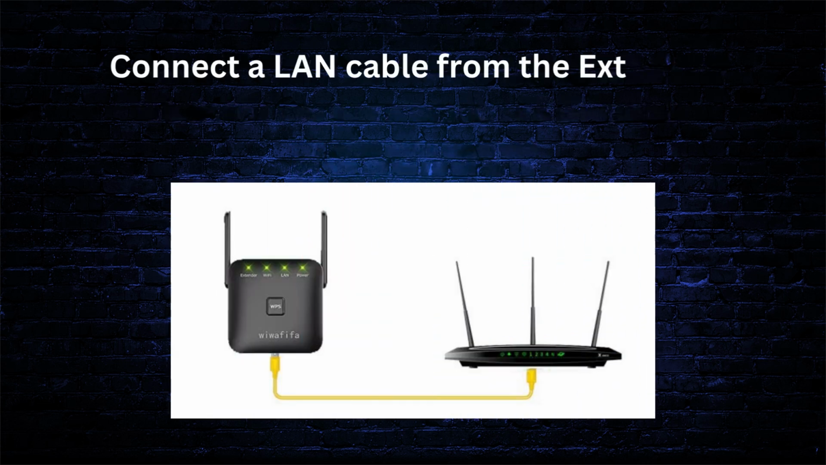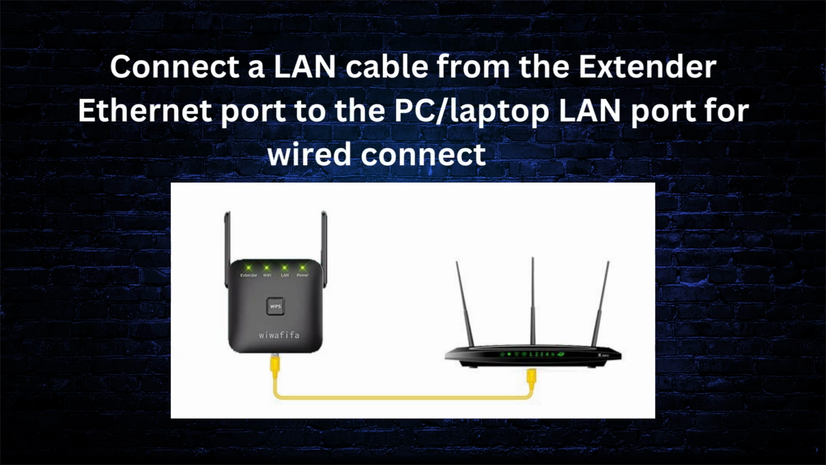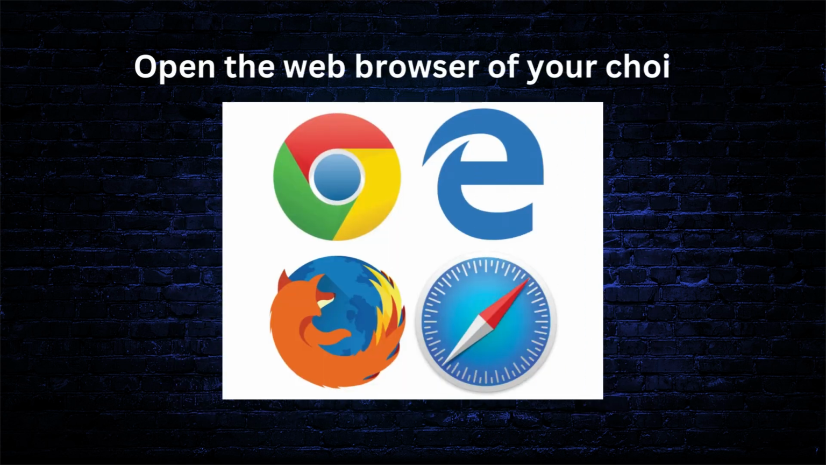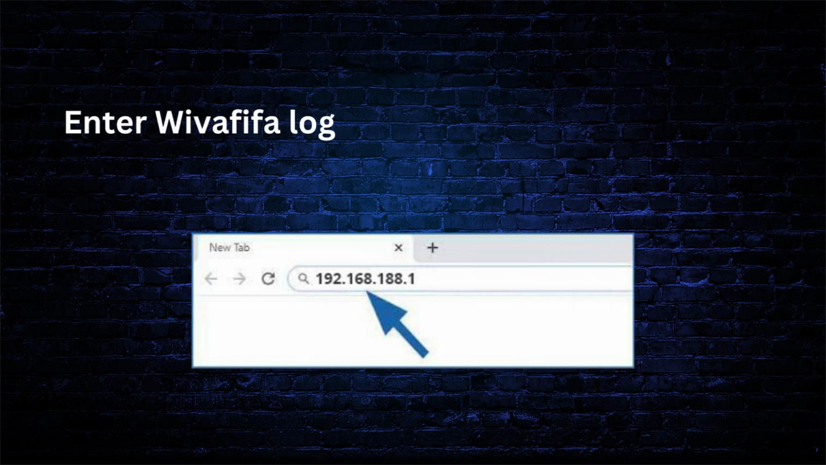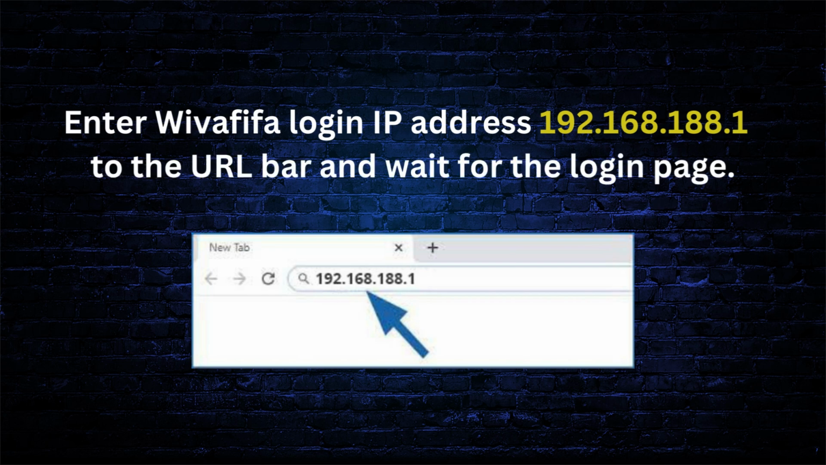Connect a LAN cable from the extender Ethernet port to the PC or laptop LAN port for a wired connection. Open the web browser of your choice. Enter the Wiwafifa login IP address 192.168.188.1 in the URL bar and wait for the login page.